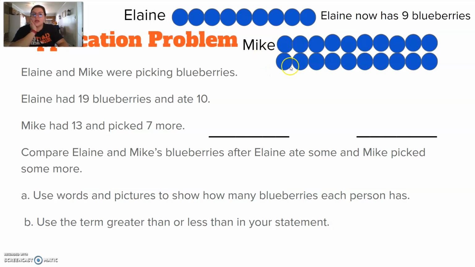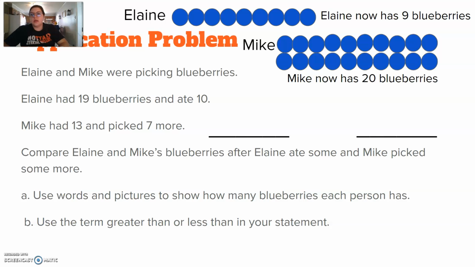Mike had 13. We added 7 more. Well, we know this is a 10 and this is a 10. So if we count by tens, 10, 20. So Mike now has 20 blueberries.